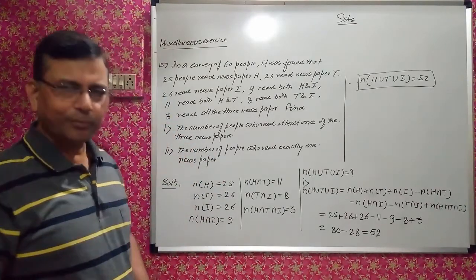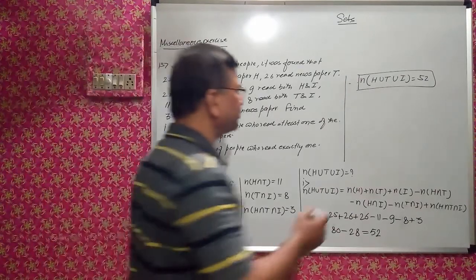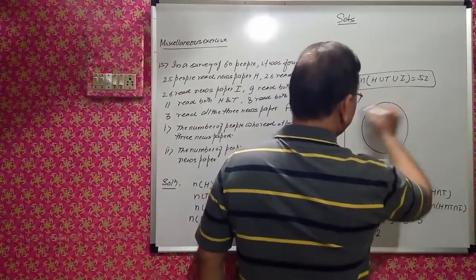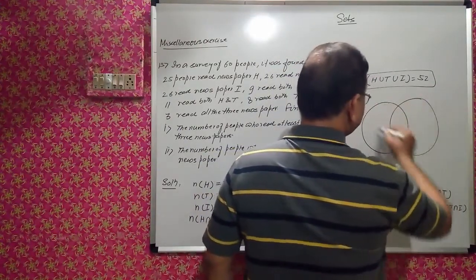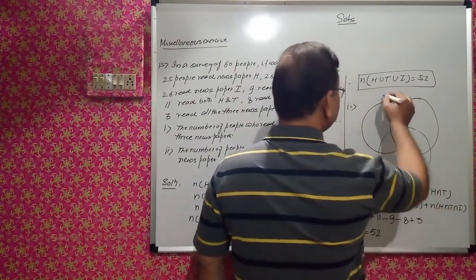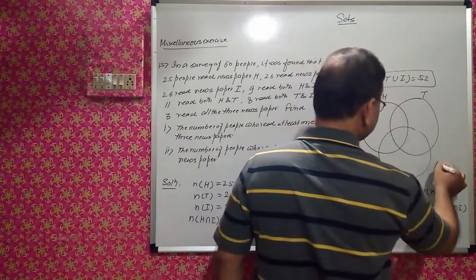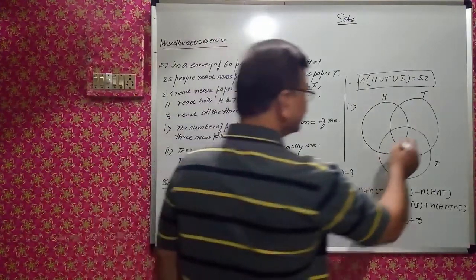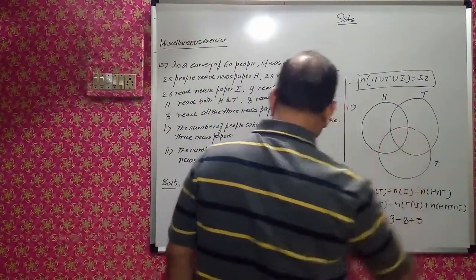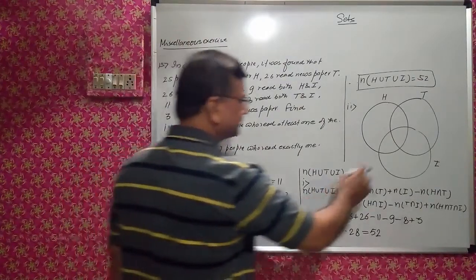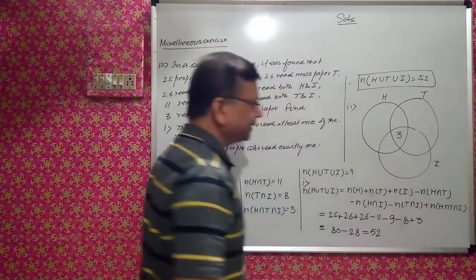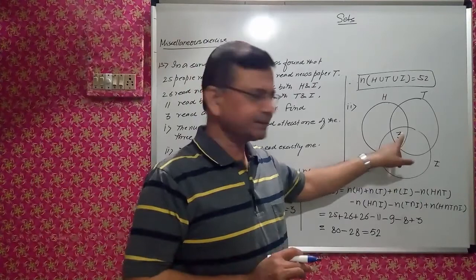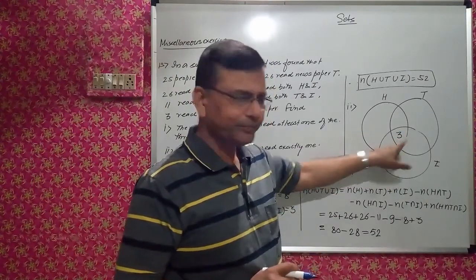It can be solved by Venn diagram also, so it can be understood this way. I will make this Venn diagram, and with this we will understand in a better way. Suppose this is H, this is T, and this is I. This part tells the intersection of all the 3. How many are there? 3. This area tells those people who are reading all the 3 newspapers.